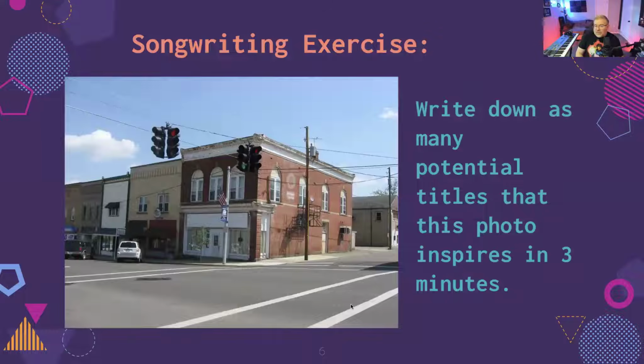Before we jump in, I want you to come up with some song titles. I'm going to set a timer for 3 minutes, and I want you to look at this picture, and write down as many potential song titles that come to mind as you can. So look at the picture. Are there things that you can use as a song title? Are there feelings you can use as a song title? We'll give it 3 minutes and see how many song titles you can write down. And we'll start now.